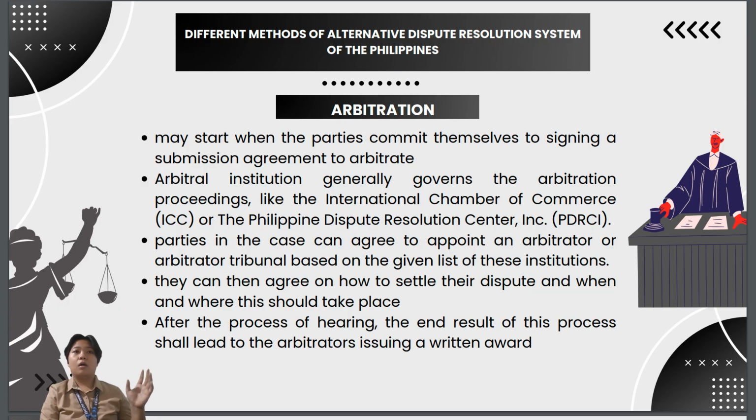This institution can provide a list of accredited individuals that can be arbitrators, so the parties may choose from that. However, parties have the freedom to choose non-accredited individuals to facilitate their dispute. After they have appointed their arbitrator, they can now agree on how to settle the dispute. They can agree on the governing laws, and when and where the arbitration should be commenced. After the process of hearing the evidence and arguments, the end result will always lead to the rendering of an award or judgment. And this judgment, as I said earlier, is binding and enforceable. The disputing parties should conform to the judgment of the arbitrator. I hope you understand that.